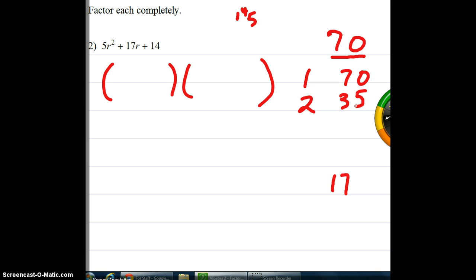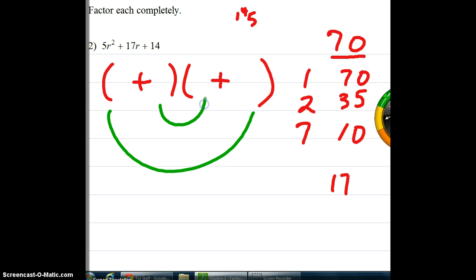I want to add up to 17, so 7 and 10 will add up to 17. Okay. So unlike the other day, we can't just put in a +10 and a +7. So we have to kind of use those values. And how are we going to use those values? This 7 and 10 are going to be our outside numbers and our inside numbers.